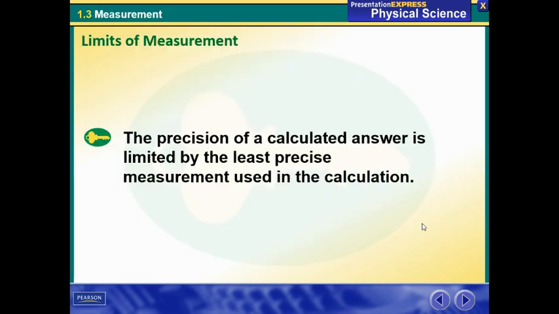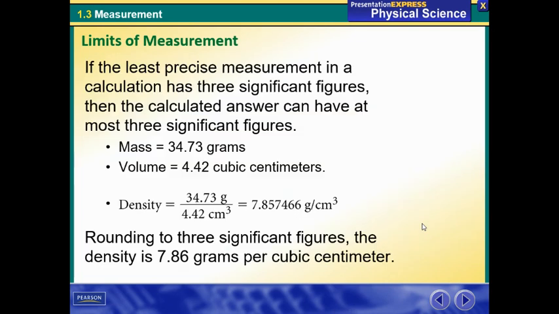Now, that brings us back to the question we asked at the beginning of the lesson. How does the precision of a measurement affect a calculation? So here it says the precision of something that you calculate, your answer, is going to be limited by your least precise measurement. It means you can't get any better than your lowest or least measurement. Now that might sound confusing, so let's use an example.